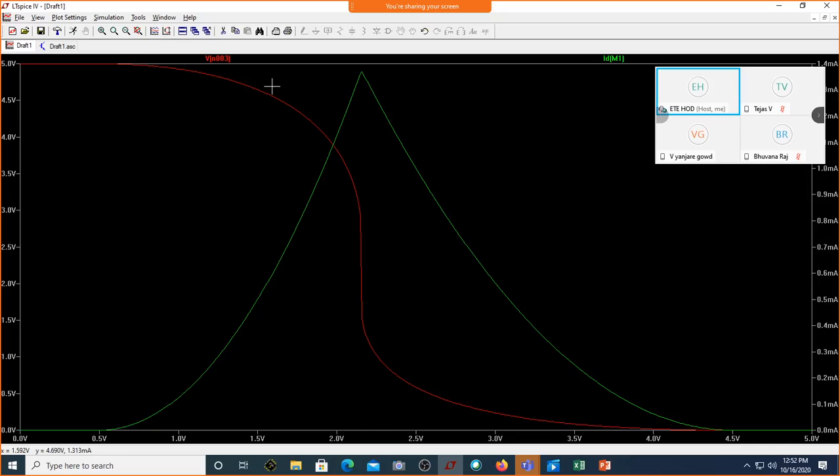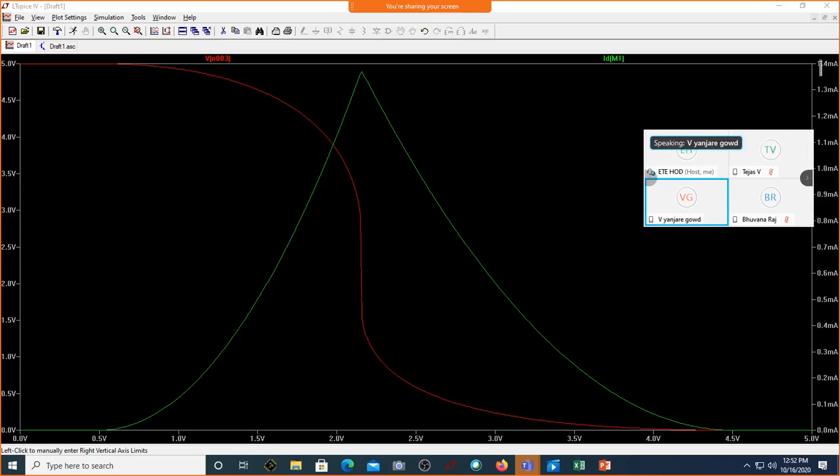Sir, because before, the currents were the same, exactly opposite. But now the current through the NMOS will be more than the current through the PMOS. Let me also have a look at the magnitude of the current.